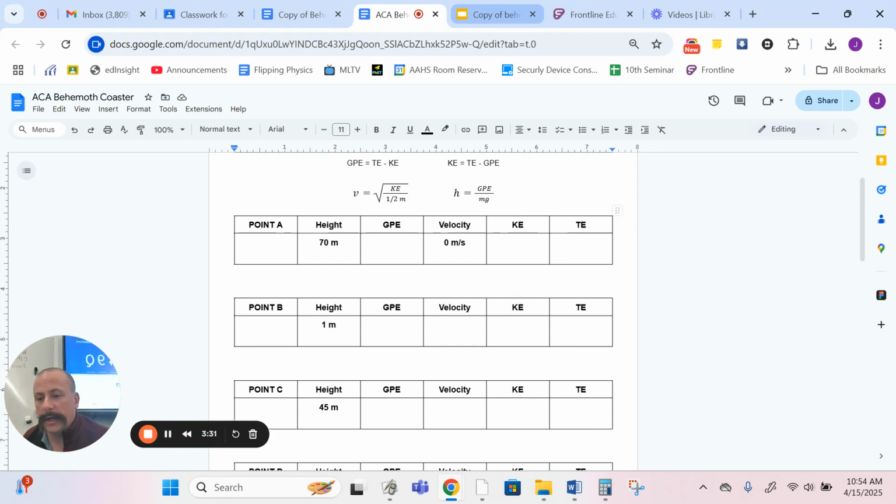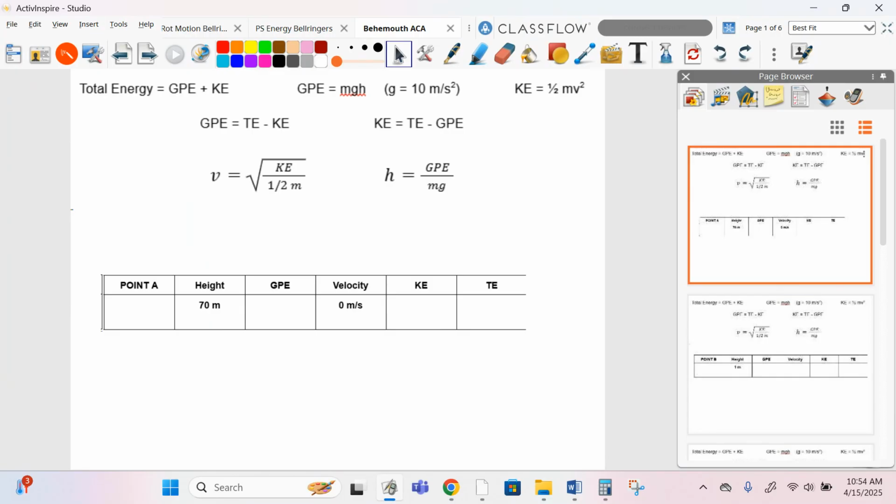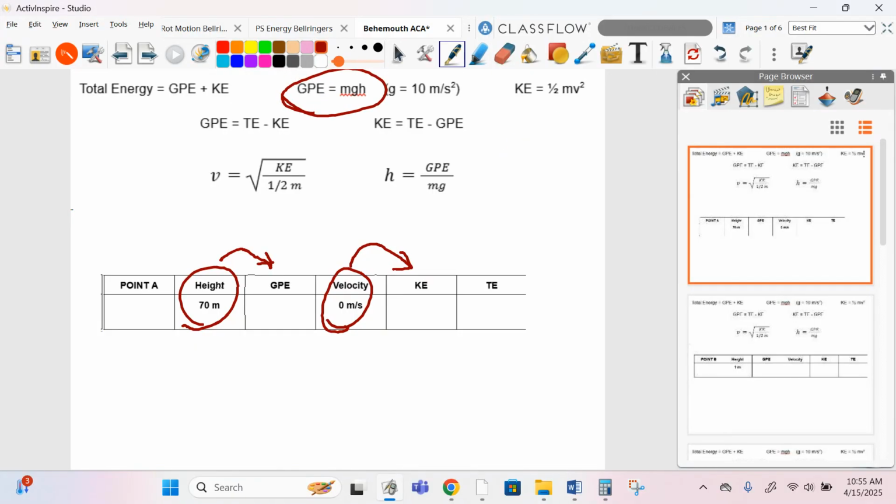As we take a look here at point A, I'm going to switch over so I can write on the screen. At location A, not only is it giving us velocity, but it's also giving us the height. When I know height, I find the GPE. When I know velocity, that's used to calculate the kinetic. I'm going to use the equations up here at the top of the page.